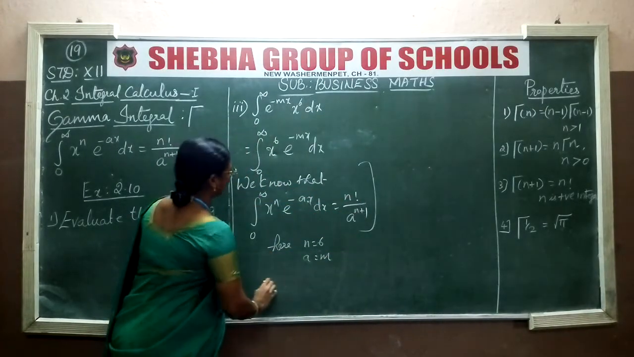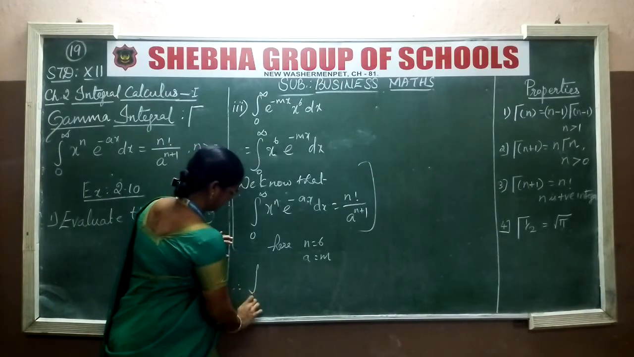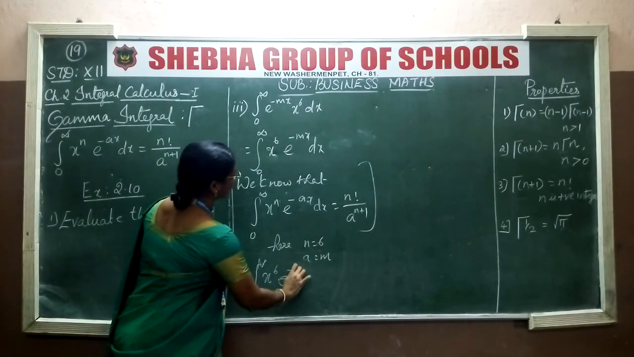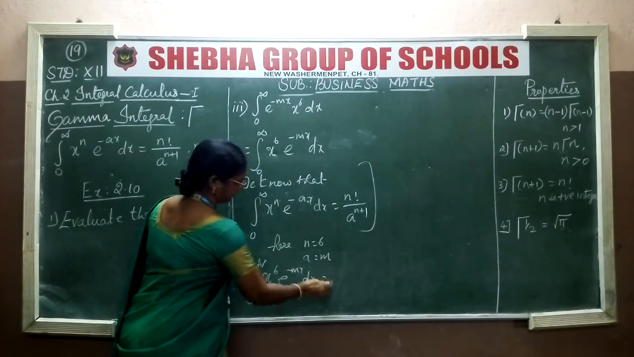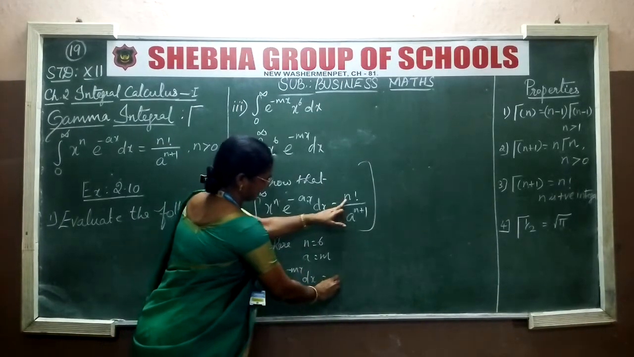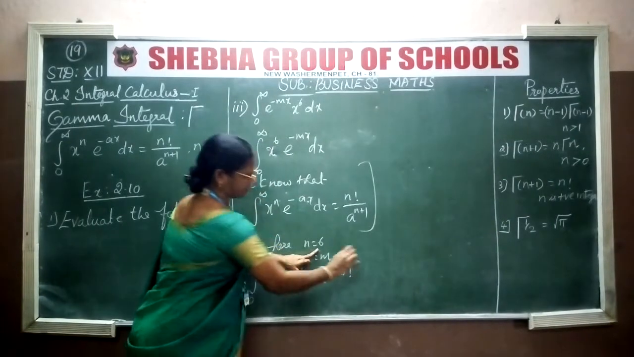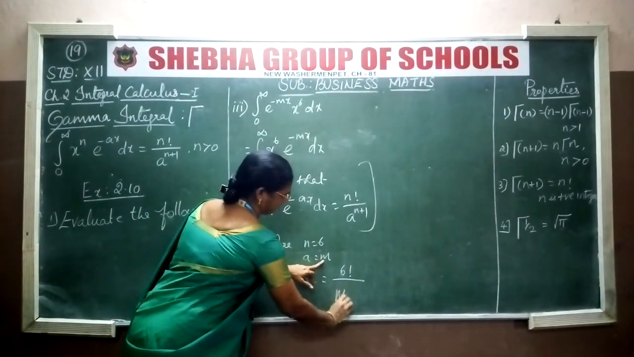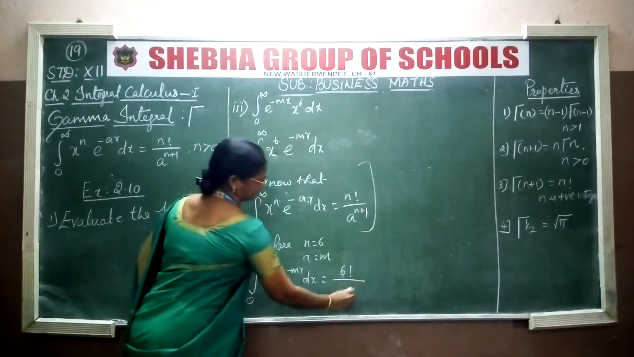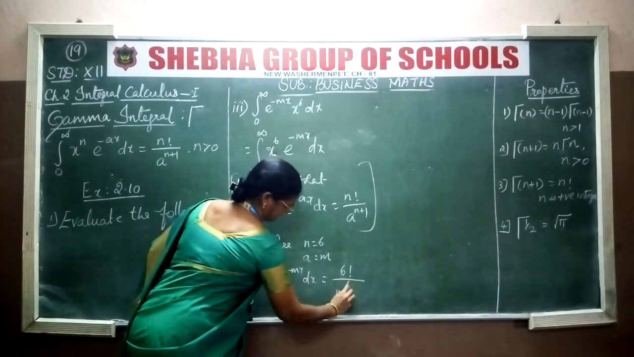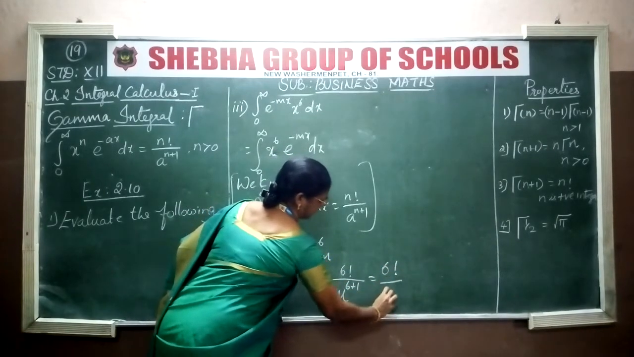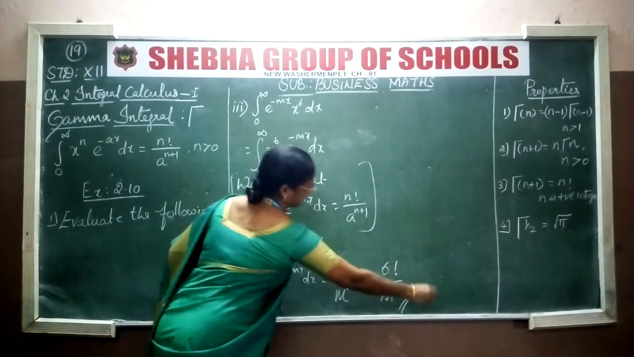Therefore, integral 0 to infinity x power 6 e power minus mx dx, I am writing here. First n factorial, n factorial means 6 factorial, by a, a is m, power n plus 1. Instead of n we put 6 plus 1. What we get? 6 factorial by m power 7. This is our answer.